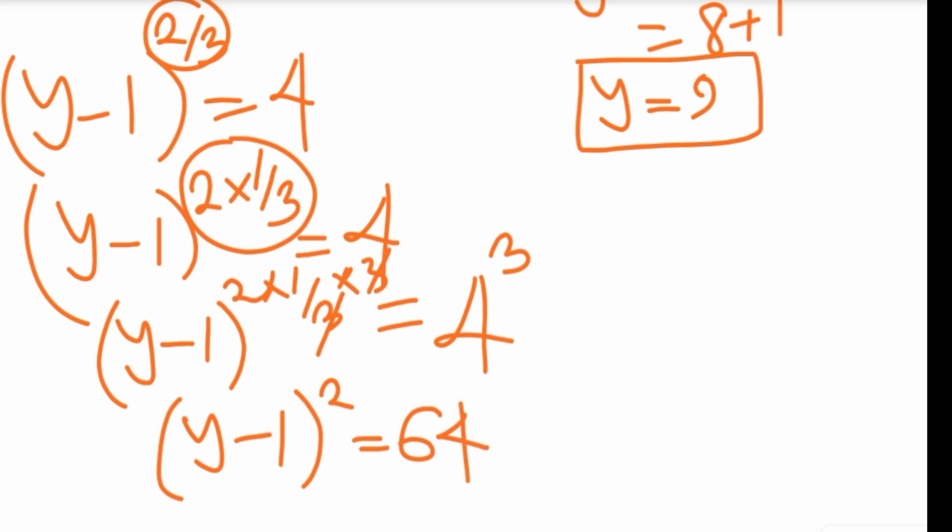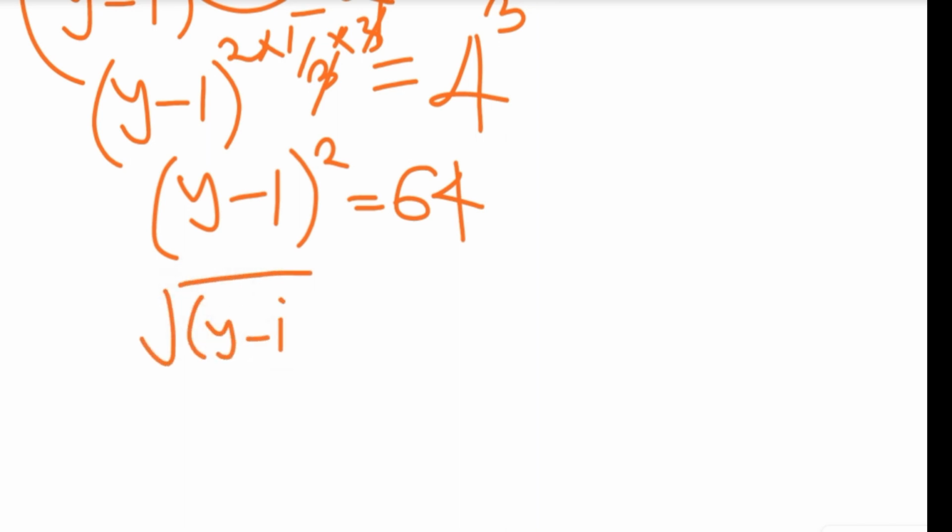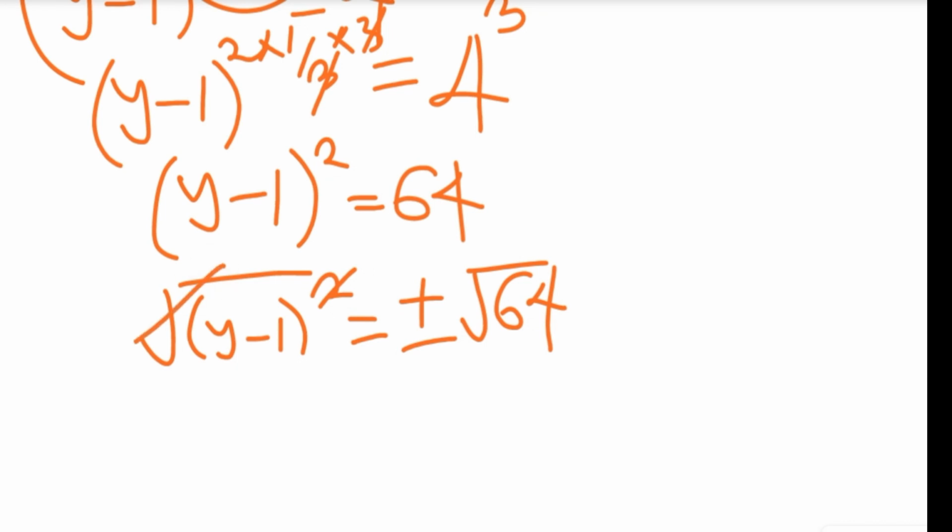Now, having gotten that, the next thing we need to do, in order to clear the square, is to square root both sides. So if we square root both sides, we'll have y minus 1 to the power of 2 equal to, due to the square root sign, plus or minus the square root of 64. So this will clear the square, and then we'll have y minus 1 equal to plus or minus the square root of 64, which is going to give us 8, plus or minus 8.